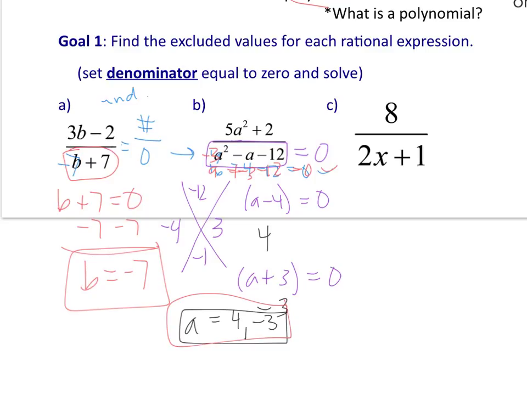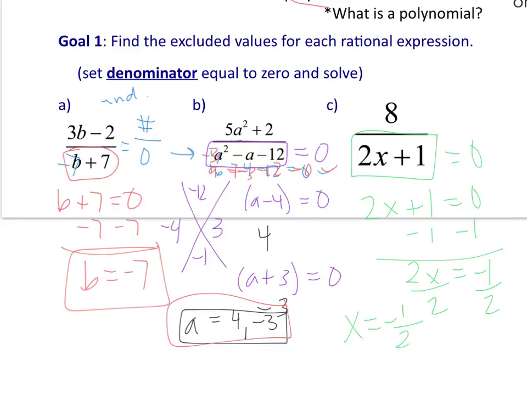Last but not least, question C, I'm still going to set my denominator equal to 0. So if I set 2x plus 1 equal to 0, I want to solve for x. 2x equals negative 1, divide by 2, so x equals negative 1/2. So again, to find those excluded values, we set our denominator equal to 0 and solve. This is also known as finding the vertical asymptote of rational functions.